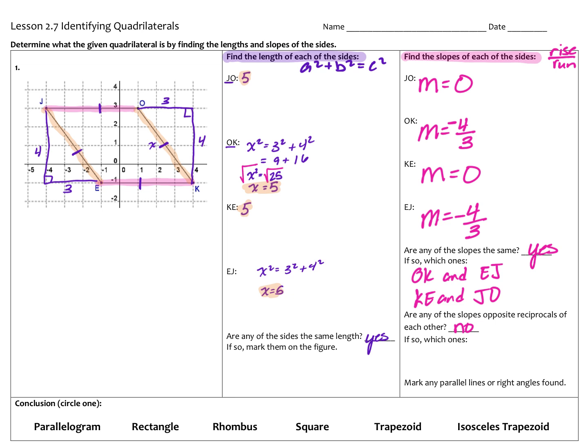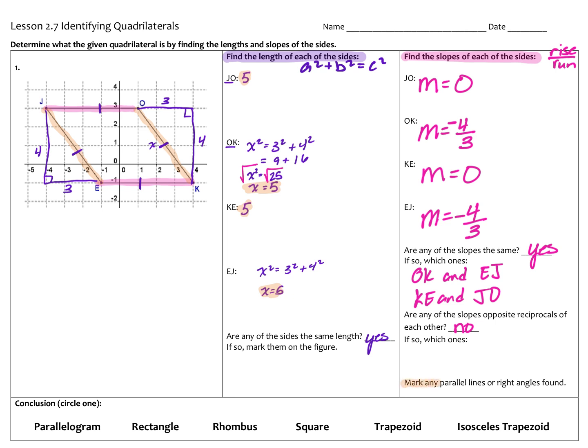So if the slopes are the same, what does that mean for the lines? If I have 2 lines with the same slope, what does that mean those lines are? Parallel. Great. So glad we got that.